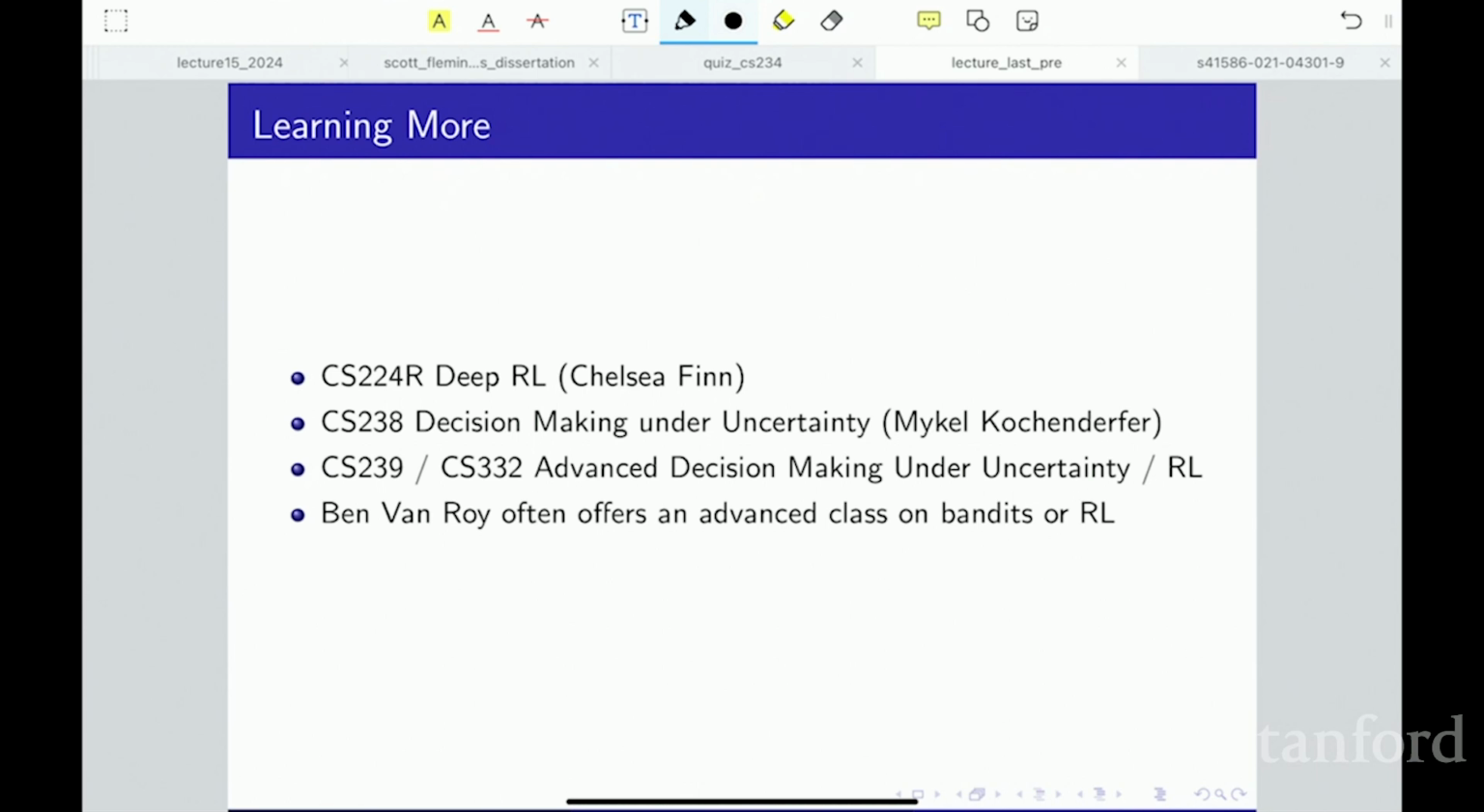All right, I'll just close with two more slides. One is that if you like reinforcement learning, there are a lot of people at Stanford who think about reinforcement learning. There are lots of classes, at least another five. There's Deep RL with Chelsea. There's Decision Making Under Uncertainty with Michael. Michael and I both offer advanced courses in either decision making or RL. And Ben Van Roy often also offers an advanced RL or bandit class. So there are lots of places to learn more.